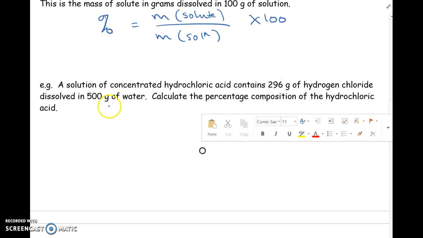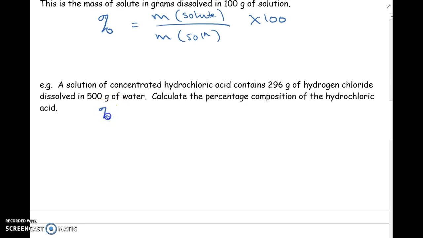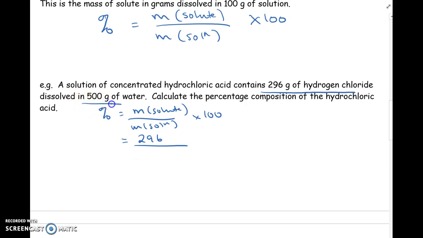So the percentage is equal to the mass of the solute divided by the mass of the solution times 100. Remember, I always tell my marker what I'm doing. So a solution of concentrated hydrochloric acid contains 296 grams of hydrogen chloride, which is the solute, dissolved in 500 grams of water, which is the solvent.